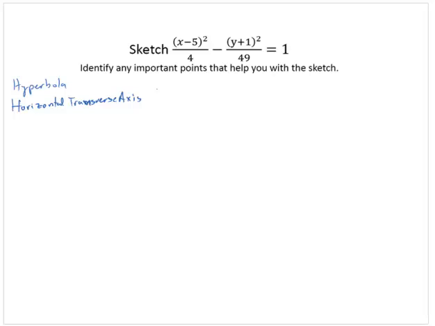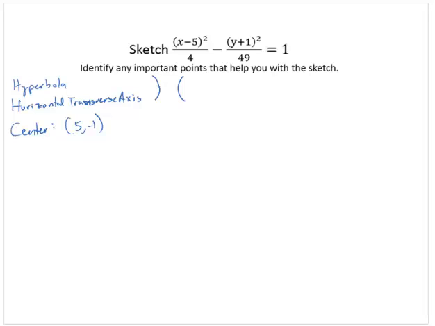Okay, and what that means is the hyperbola is going to look roughly like that. Okay, it opens left and right. It's shifted with the center at (5, -1), found by equating the x quantity and the y quantity to 0.